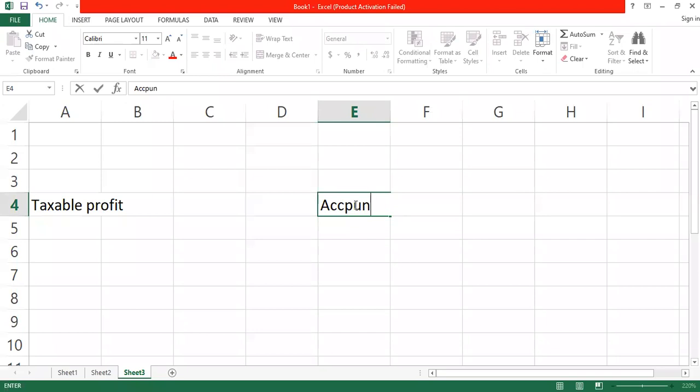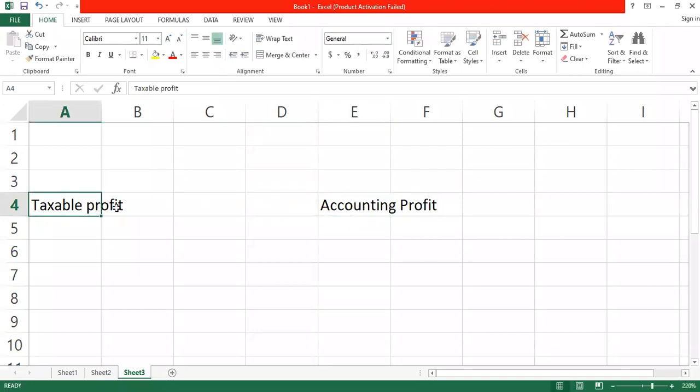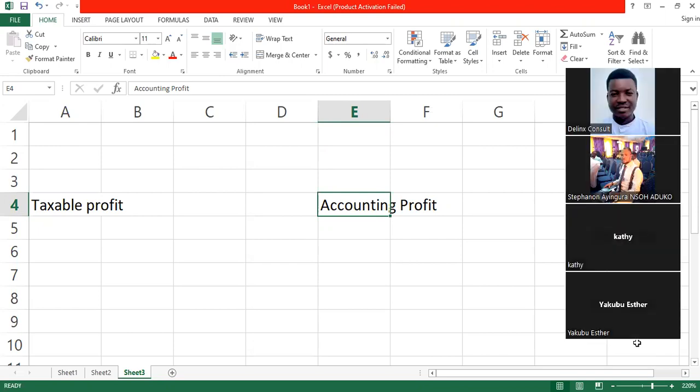Kathy, what is accounting profits? Rima, are you there? What is taxable profits? The accounting profit is the profit that the accountant declares for the accounting year or for the period. And then the taxable profit is what the tax authorities will declare to you when you submit your accounts. They will audit it and then they will tell you this is what you are supposed to pay. Okay. That is nice.